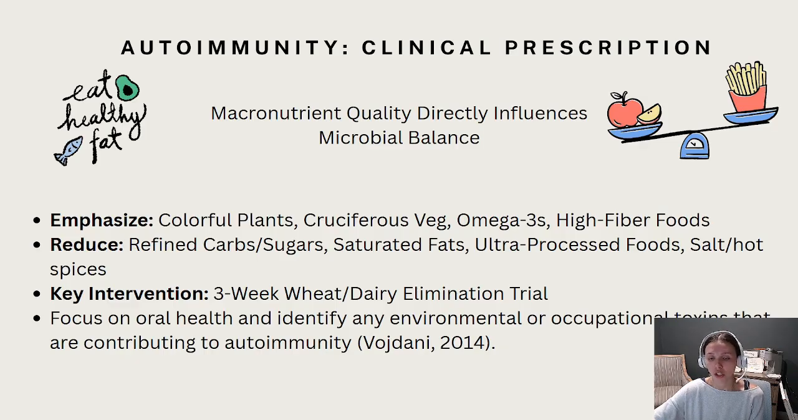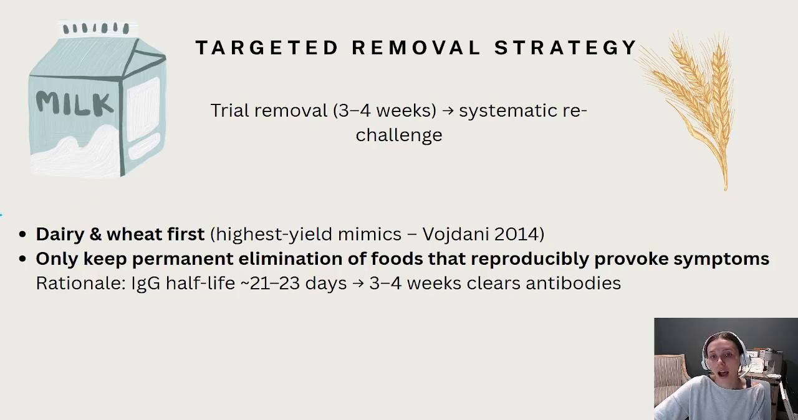And then we also want to implement that 3 week trial elimination of wheat and dairy, and then strategically reintroduce them. And then beyond diet, there are two lifestyle factors, such as oral hygiene. We want to really take care of our oral health in order to counter pathogens that can contribute to autoimmunity, and then we also want to avoid environmental toxins that can directly trigger autoimmune responses.